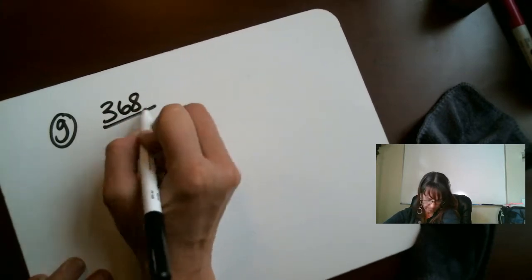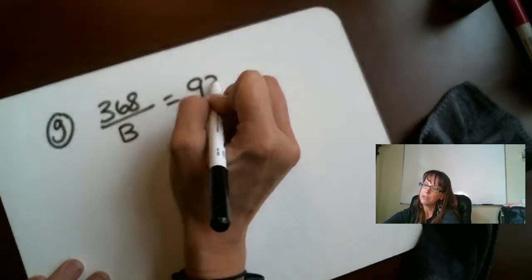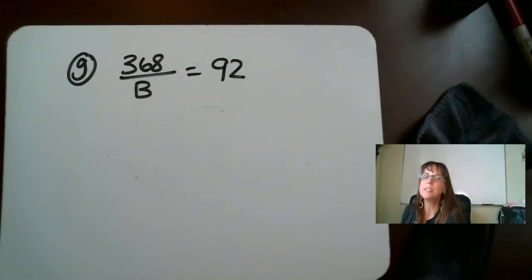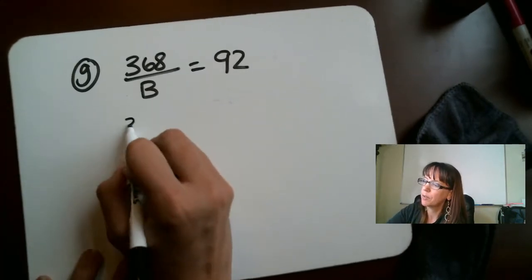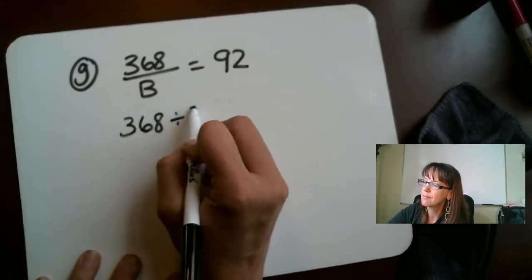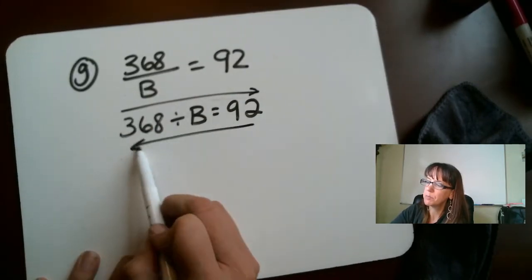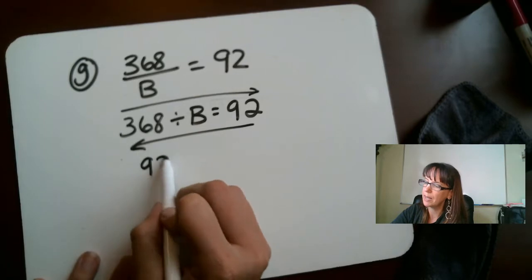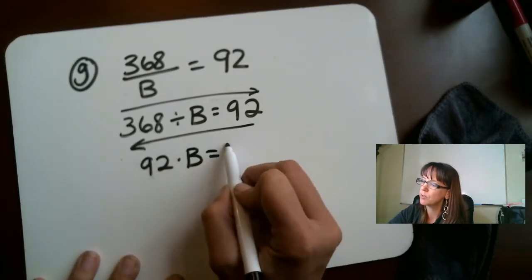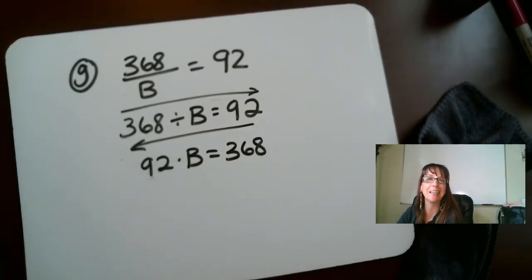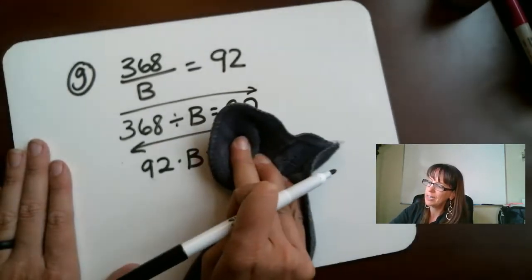368 divided by B equals 92. I'm going to rewrite this. If we divide in this direction, we can multiply in that direction, but if we do that, we get 92 times B equals 368. That does not help us. So let's try a different way.